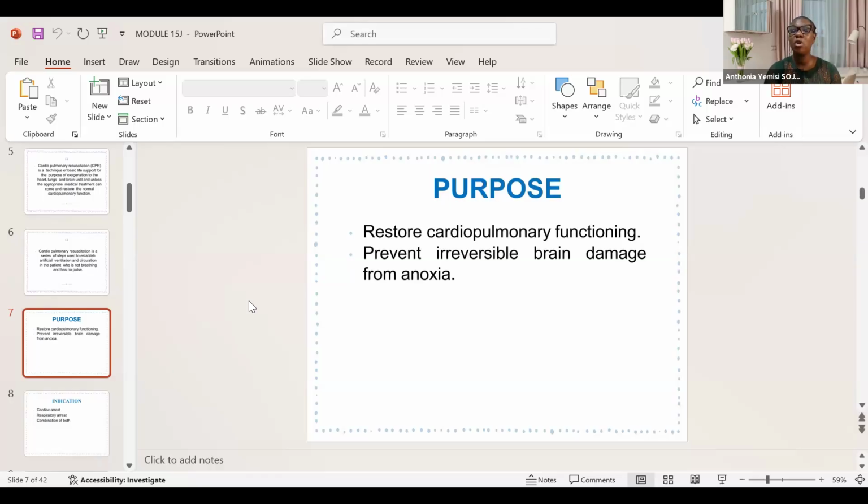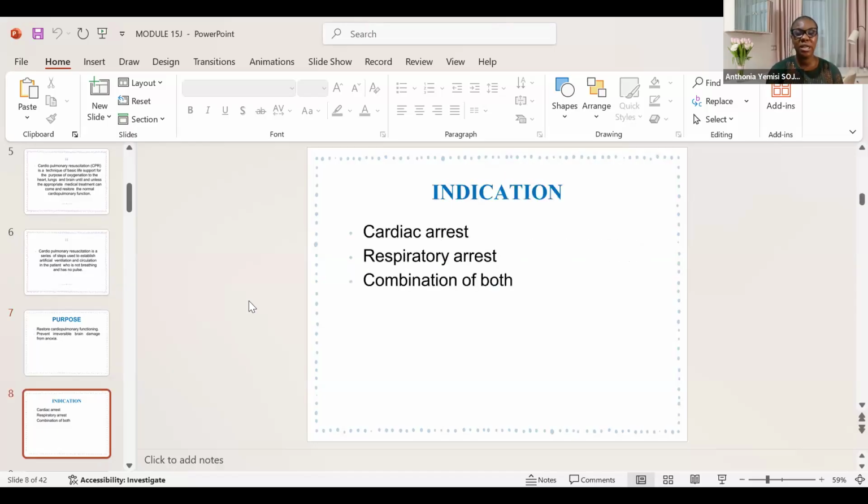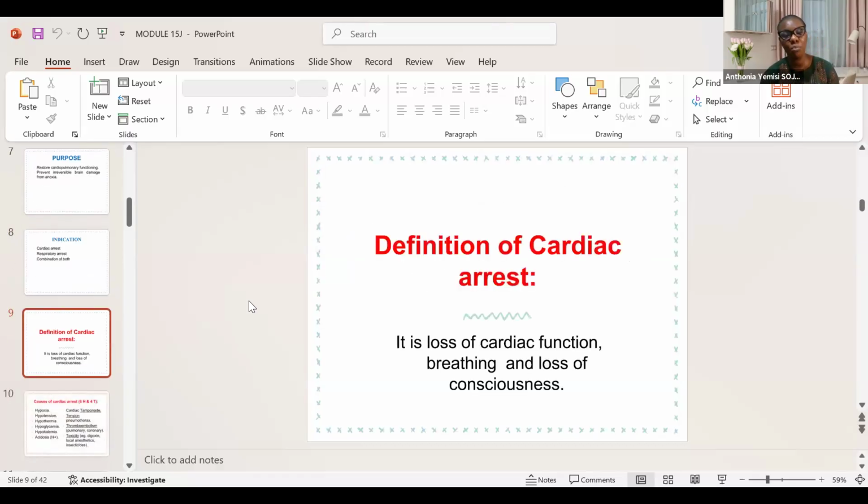If oxygenated blood is not being carried to the brain, the patient can have brain death. So when you're doing CPR, you are pumping blood to the brain, and the artificial rescue breath that is given is also to ensure a bit of oxygenation goes to the brain in that period. Indications for CPR are a patient who has cardiac arrest, a patient who has respiratory arrest, or a patient who has a combination of both.